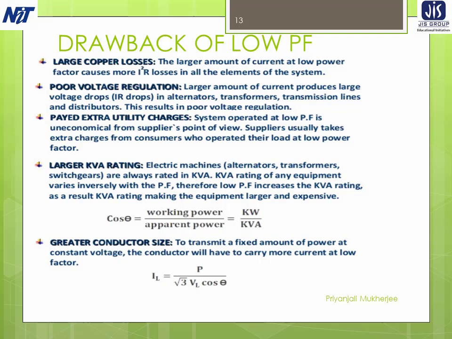And the final one is the greater conductor size. To transmit a fixed amount of power at constant voltage, the conductor will have to carry more current at low power factor. So these are the drawbacks of low power factor. The desirable condition is to change the power factor almost towards 1, and for this, different methods of correction of the low power factor have been considered.